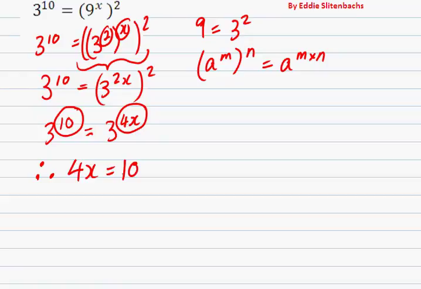So now I've got to solve that. I'm timesing by 4, so I'm going to go x equals 10 divided by 4, and 10 divided by 4 is going to be 2.5. Alright, so to solve all of that, our final answer is going to be x equals 2.5.